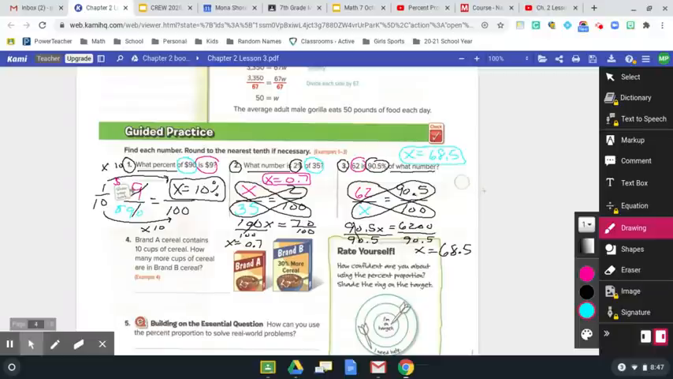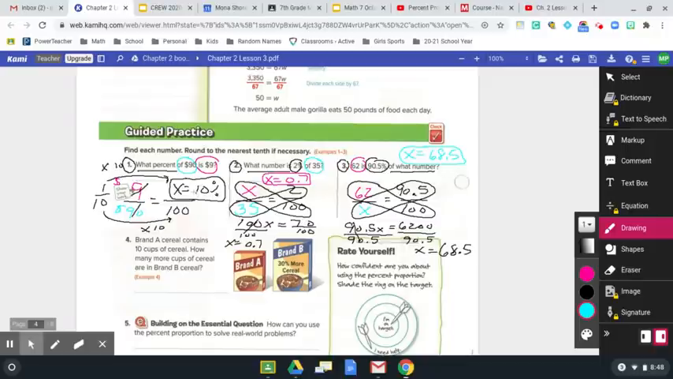Okay, check your answers for 1, 2, and 3. Number 1, you should have gotten X is 10%. Number 2, the part, the numerator, you should have gotten X equals 0.7 or 7/10. And then in number 3, the whole, the denominator there, X is 68.5.